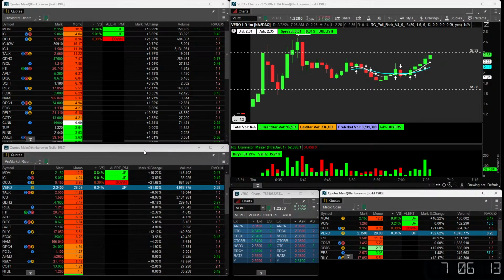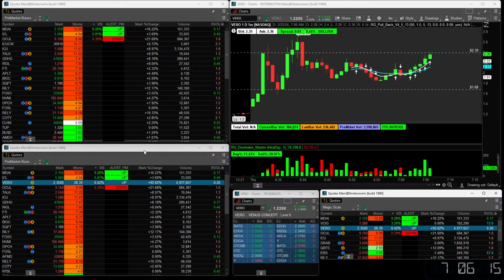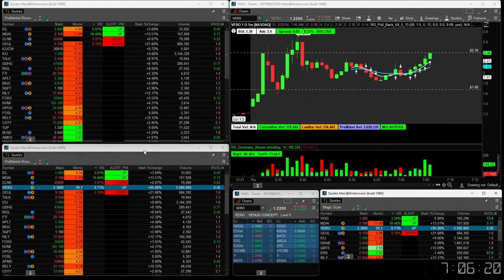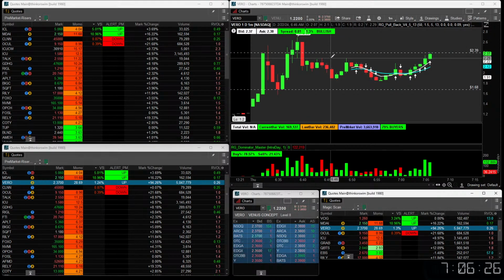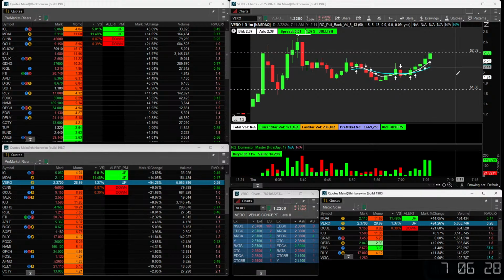VERO back up to resistance. It tried to break through it over here. It did break through, but it could not hold it, and it dropped right back down below this resistance level.